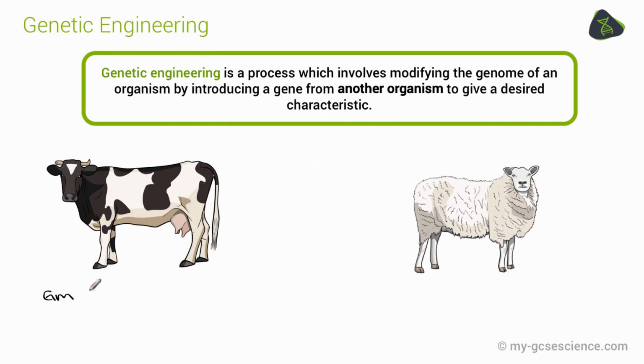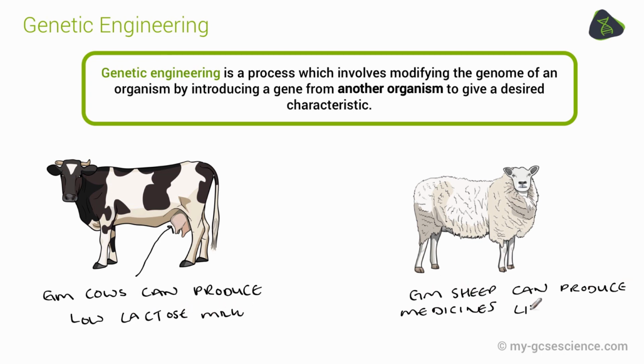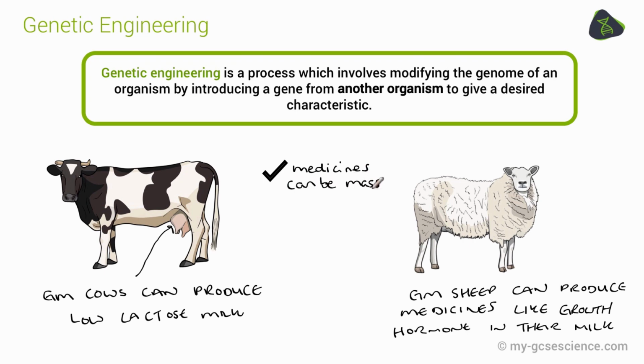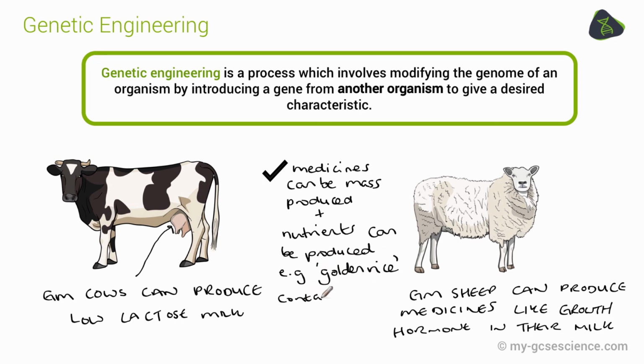Animals can also be genetically modified or genetically engineered. This must be done at the fertilized egg stage if IVF was carried out. Here, cows have been modified to produce low lactose milk, and sheep can make medicines like growth hormone in their milk. Overall, the advantage isn't yield here, but instead it is medicinal. Nutrients can also be mass-produced in areas deprived of that nutrient. A good example is golden rice, which is modified to also produce vitamin A, which helps with eyesight in countries that would otherwise be deprived of this nutrient.